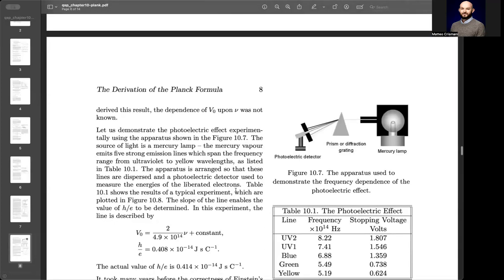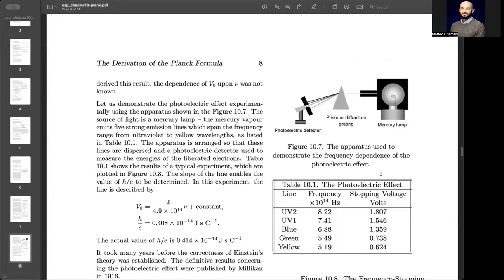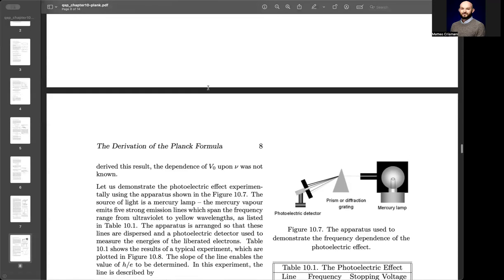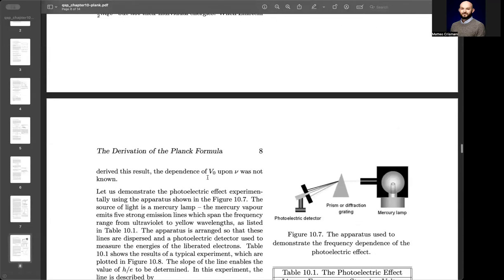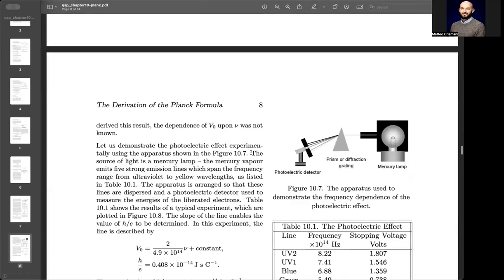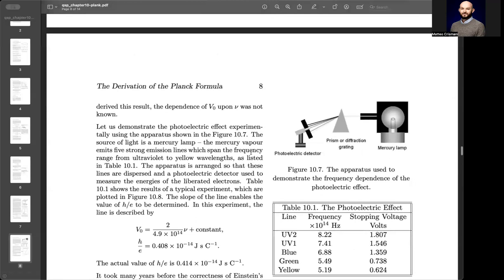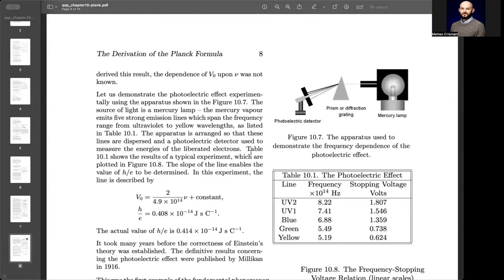Okay, so this was the idea. This is the photoelectric effect, and when this was derived, we didn't know how the stopping voltage, the work function, and this inherent potential difference depended on the frequency of the light. But you can go and find these all out in laboratory settings.